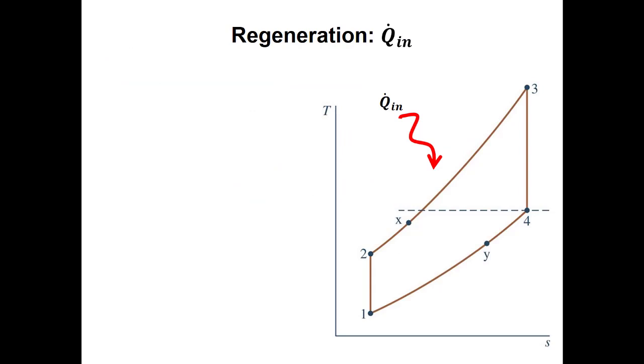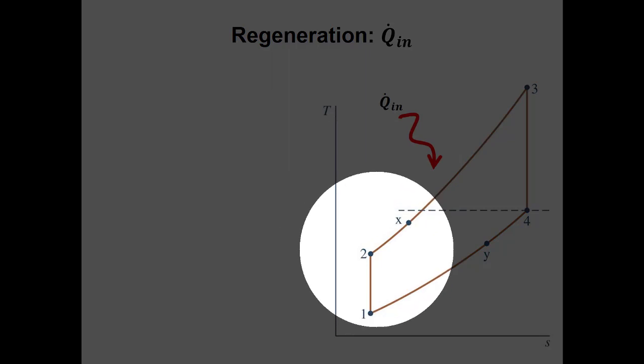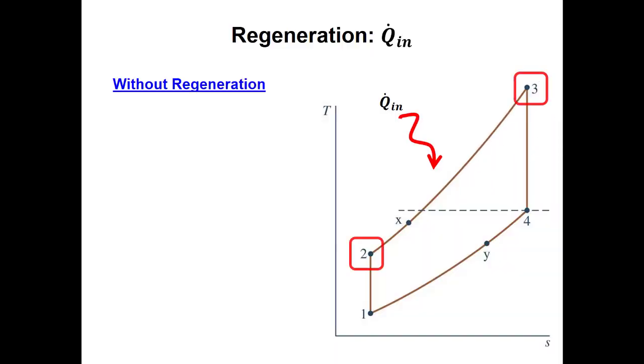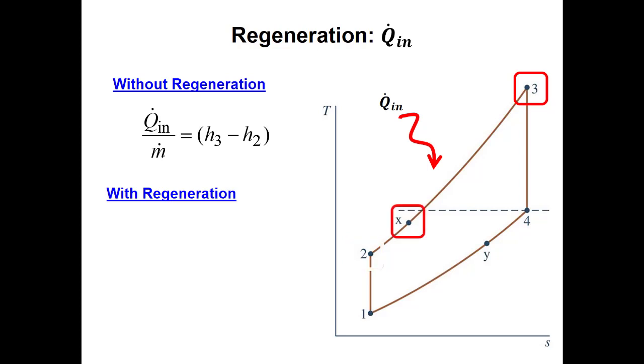When we draw this on a TS diagram, normally we would add heat from state 2 to state 3. So without the regenerator, we have to add enough heat to go all the way from state 2 to state 3. If we used the equation for the first law that we normally use, we would get that Q dot in divided by m dot would be h3 minus h2, or h out minus h in. But we'd like to add less heat.